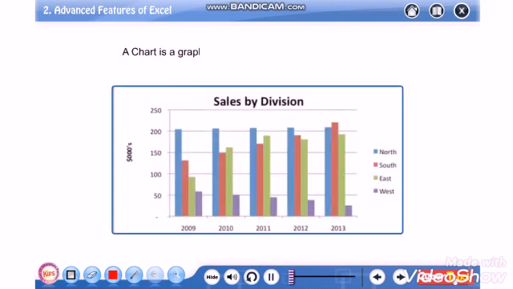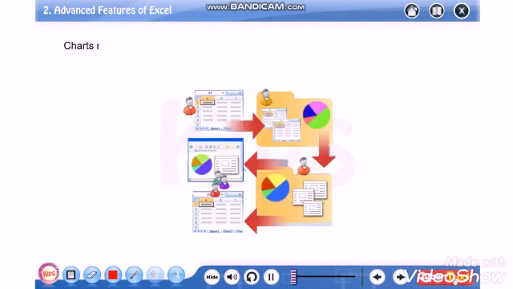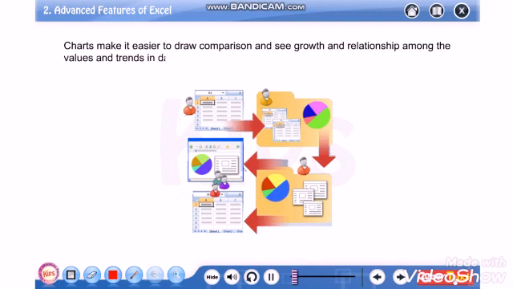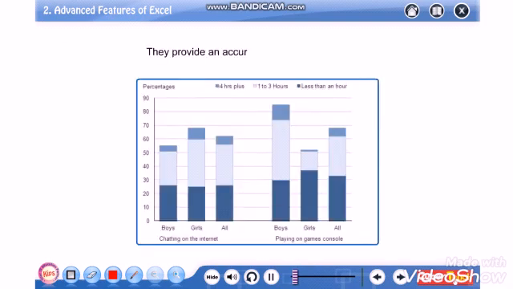A chart is a graphical representation of data in a worksheet. It is an effective way to display data in a pictorial form. It helps to provide a better understanding of large quantities of data. Charts make it easier to draw comparison and see growth and relationship among the values and trends in data. They provide an accurate analysis of information.